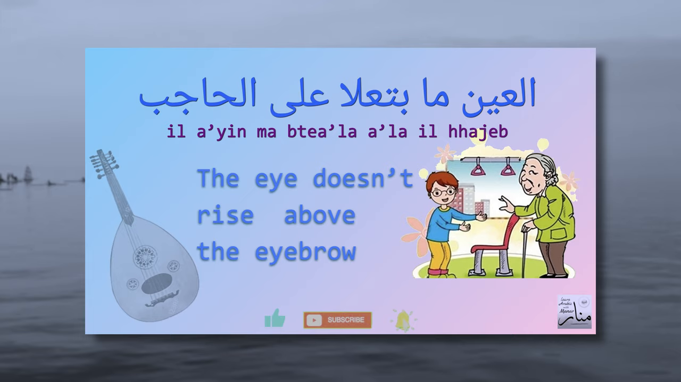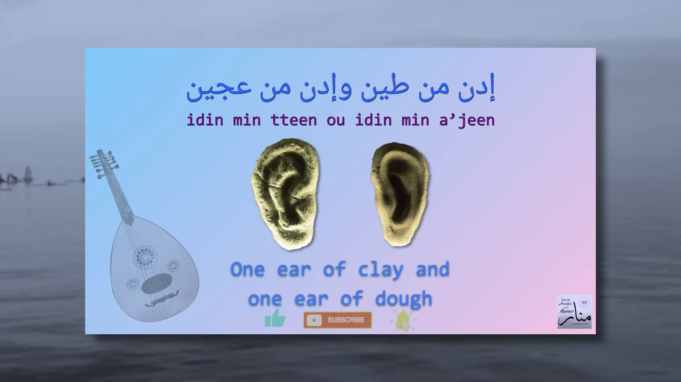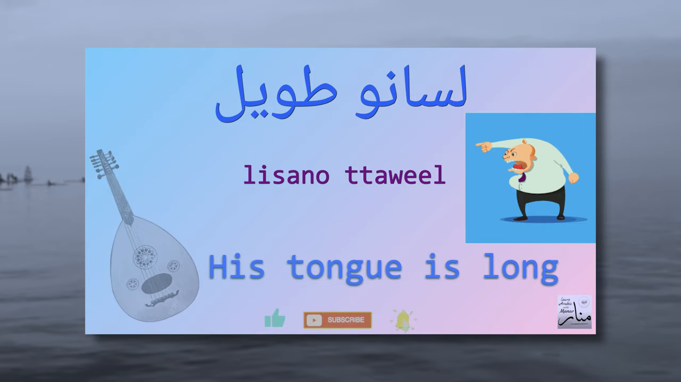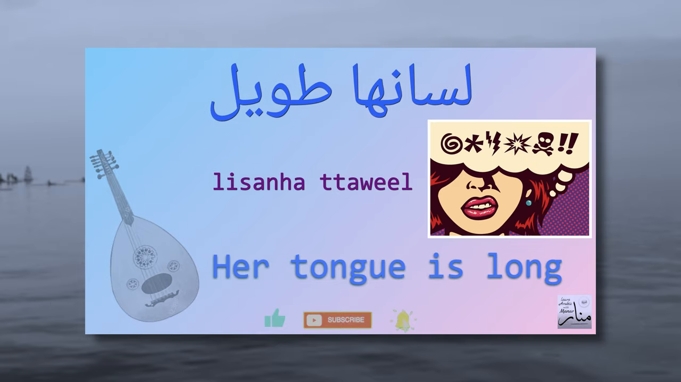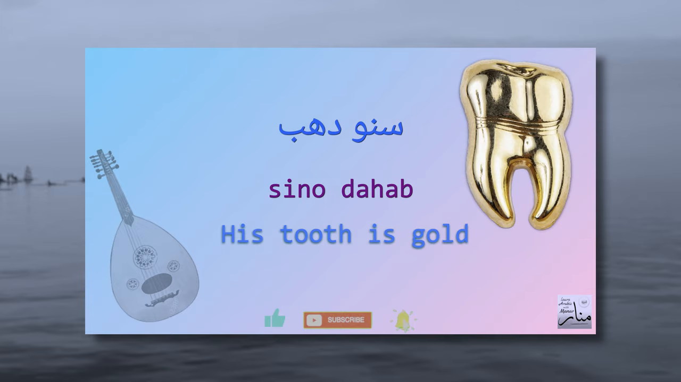العين ما بتعلى عالحاجب. One ear of clay and one ear of dough. إذن من طين وإذن من عجين. His tongue is long. لسانه طويل. Her tongue is long. لسانها طويل. His tooth is gold, sinno dahab. Her tooth is gold, sinha dahab.